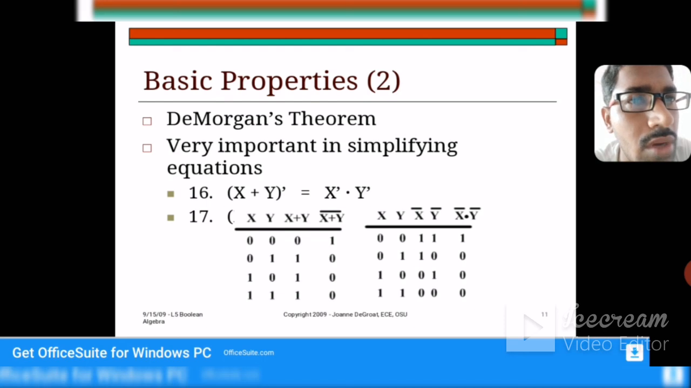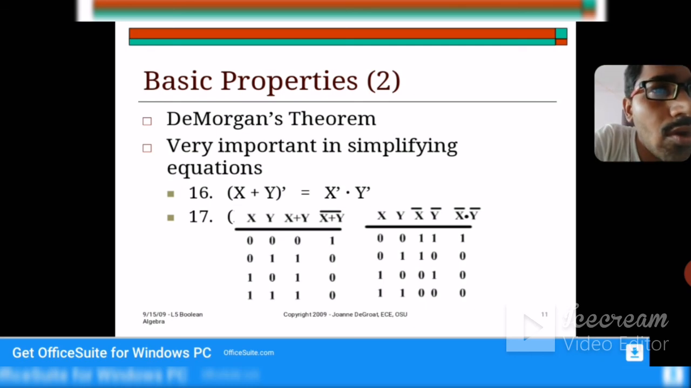and we have given inputs 0, 0, 0, 1, 1, 0, 1, 1. Then we have to find out x plus y. X plus y is an OR gate. According to the OR gate, we have got the output 0, 1, 1, 1. And the last, which is the left hand side of our statement, x plus y whole bar, that means complement of x plus y. As we have already got the output of x plus y as 0, 1, 1, 1, the complement of x plus y is 1, 0, 0, 0. So in this way we get the truth table values for x plus y complement. If the truth table value of x plus y complement matches with the RHS, then we will be sure that this is true.